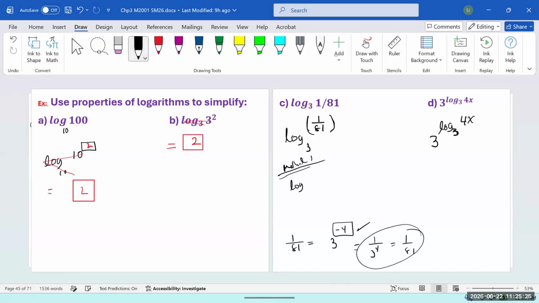We rewrite the argument using the base. So 81 is 3 to the power -4. If you do that, then the 3 and the log with the base 3 cancel out. And our answer is -4. That's one method.